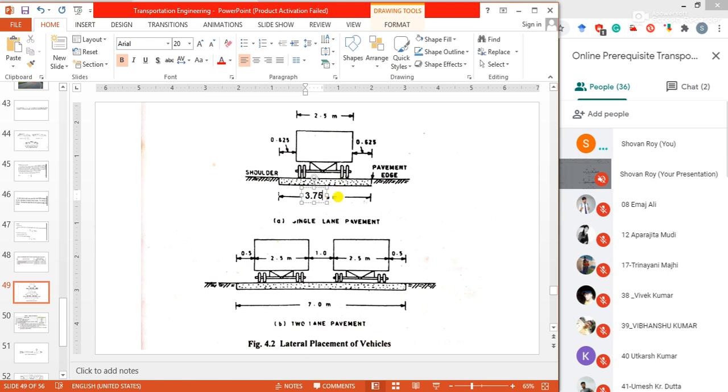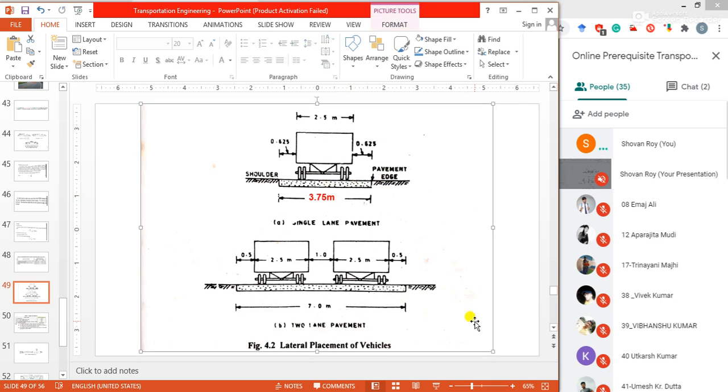3.75 meter. Normally we provide 3.75 meter for a single lane. This value is specified by our Indian researchers. The width of the pavement should be 3.75 meter minimum, to operate our vehicle smoothly with proper side clearance, while maintaining proper safety.